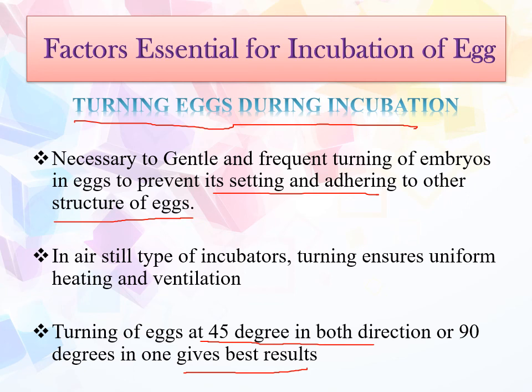There is not like that the eggs are turned at 360 degrees, but the trays on which the eggs are put, first they will go 45 degrees on the upward side and 45 degrees, then it will come to the lower side. So total 90 degrees turning will be there and it is sufficient.